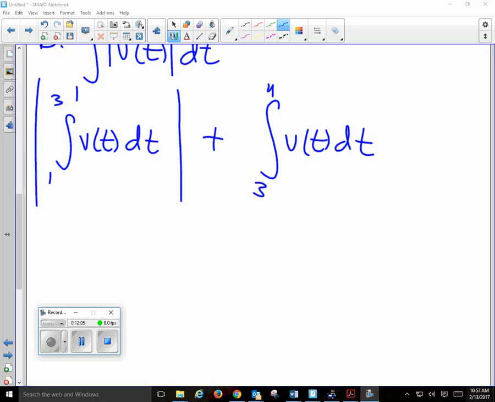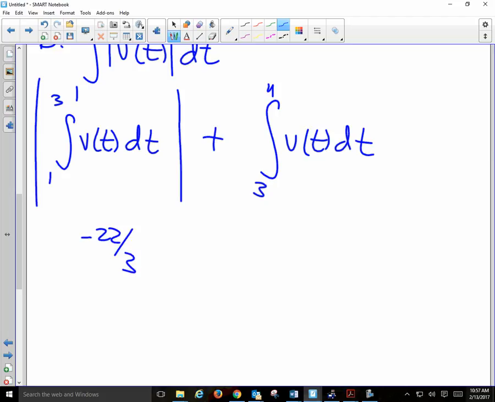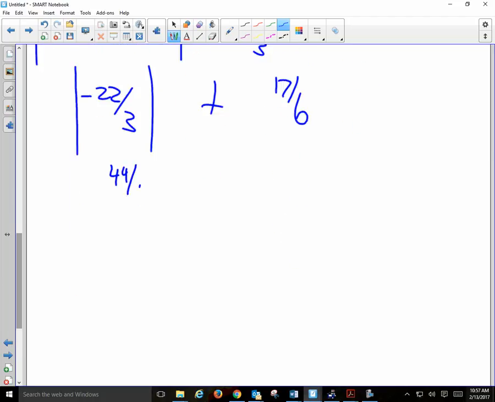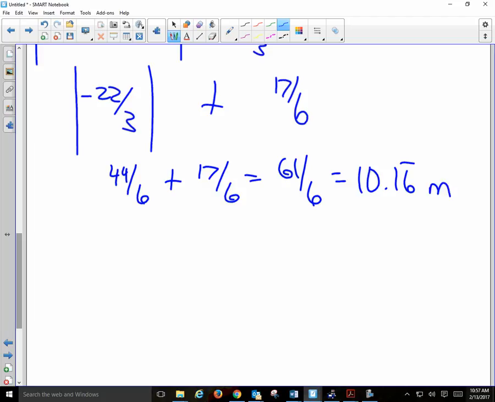Okay, let's see what we've got here. What do you guys come up with for negative? Negative 22/3. So you're going to take the absolute value of that. Very good. And over here, so if I find a common denominator, I would be 6. So I would have 44/6 plus 17/6, which is 61/6, which is 10.16 repeating. And what is my label? Meters. You have to make sure that you put that in, okay?